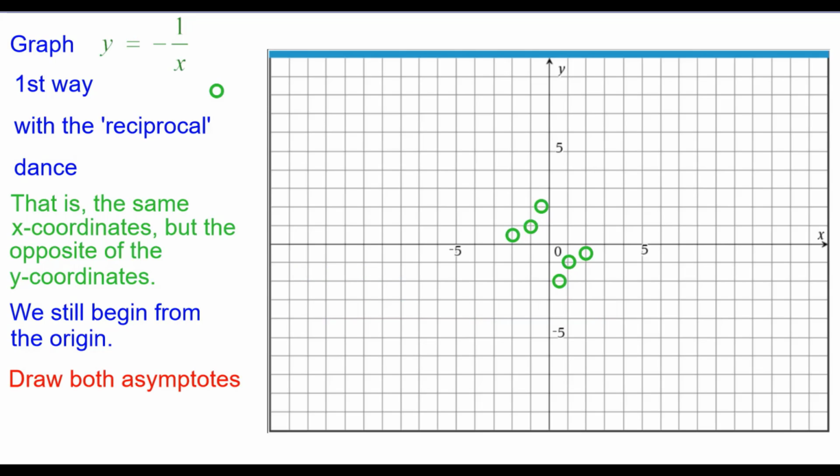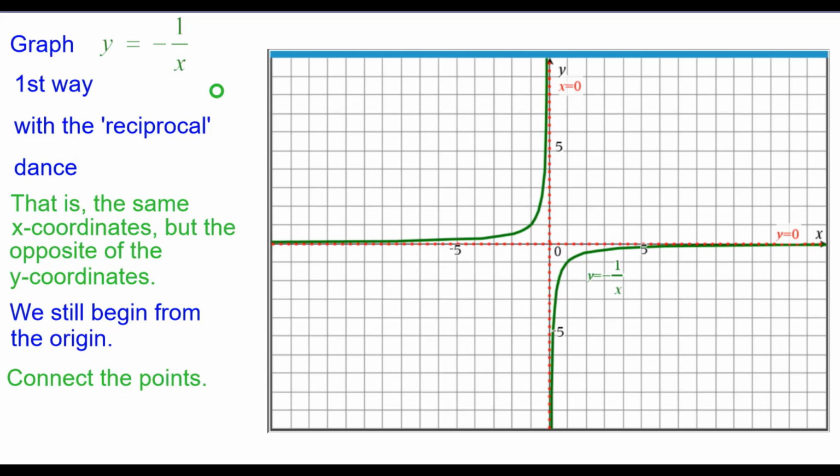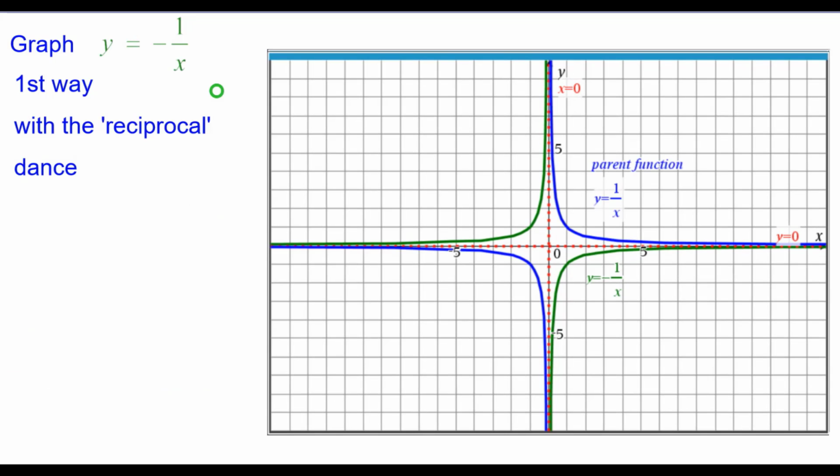And now that we have those, let's go ahead and draw in both the asymptotes, both the x-axis and the y-axis. Connecting the points, we get the two branches of a hyperbola. And comparing that to the parent function, which is in blue, you can see that, yes, the graphs are reflections about the x-axis.